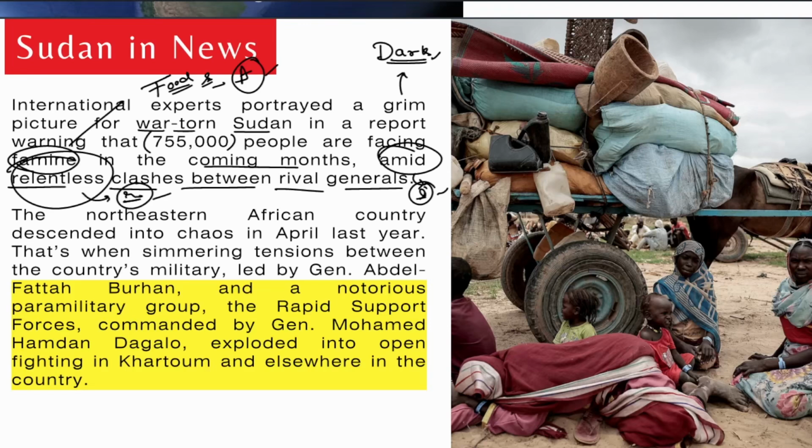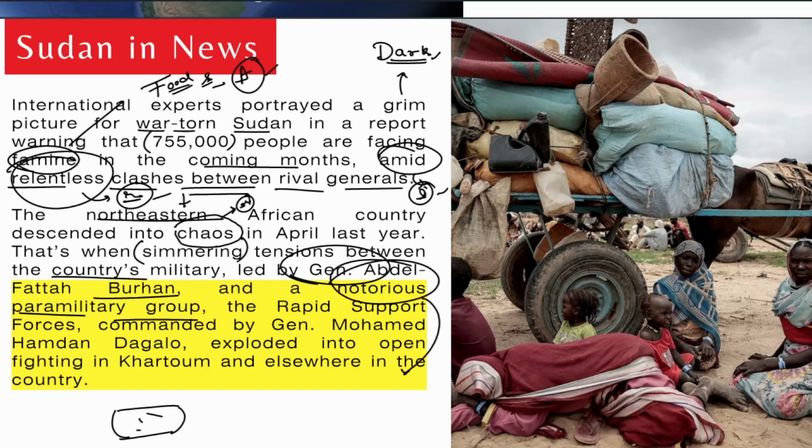Okay, so the northeastern African country. So now it is also telling us where this country is located, in the northeast of Africa. Descended into chaos. Chaos means some sort of disorder, or the highest degree of disorder. In April last year, that's when simmering tensions. Simmering means what is slowly growing, and coming to the border. So tensions between the country's military led by General Abdel Fattah Burhan. This we do not need to know. And a notorious paramilitary group. Notorious means doing bad activities. The Rapid Support Forces commanded by General Muhammad Hamdan Dagalo exploded into open fighting in Khartoum. So this Khartoum region we must remember.